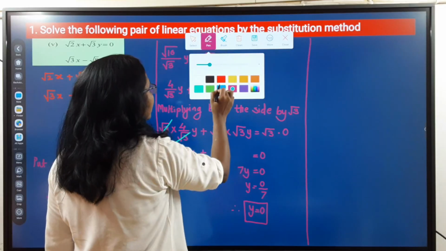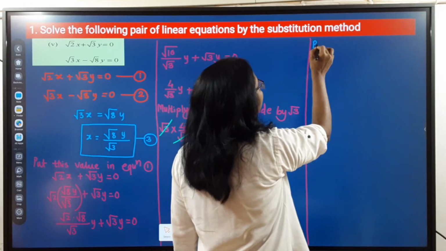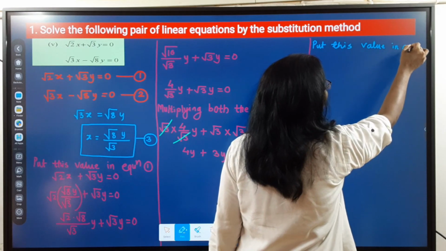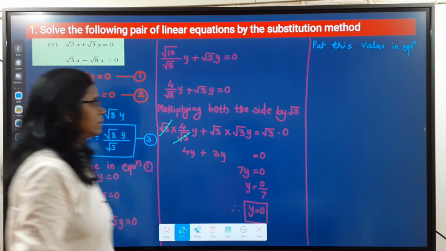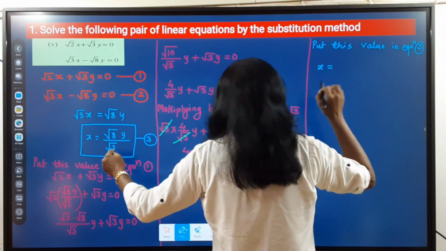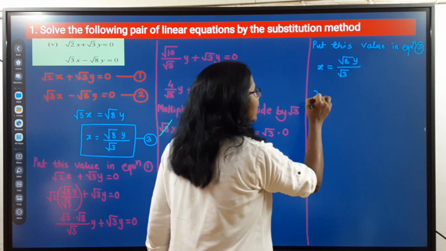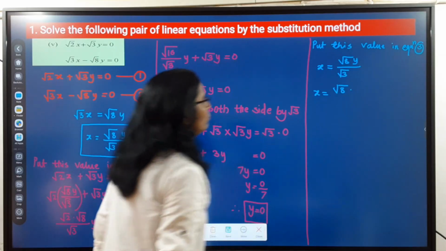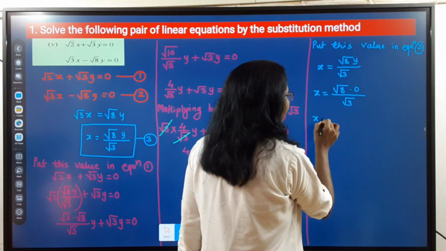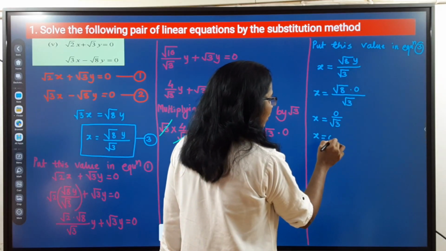So the next process here is to put this value in equation 3. So I write down first the third equation, x is equal to root 8y upon root 3. Then that means here x is equal to root 8. Now the value of y is 0. So root 8 multiplied by 0 upon root 3. So x is equal to root 8 multiplied by 0, that means 0, students. So 0 upon root 3, and that means here, students, x is equal to 0.